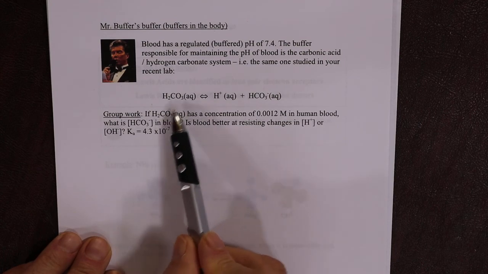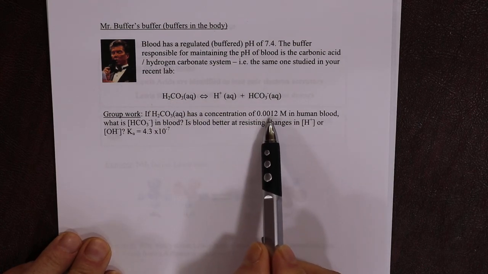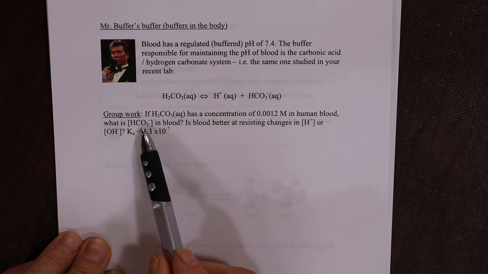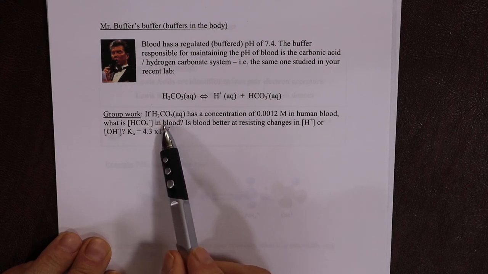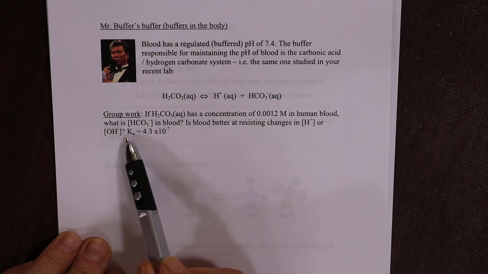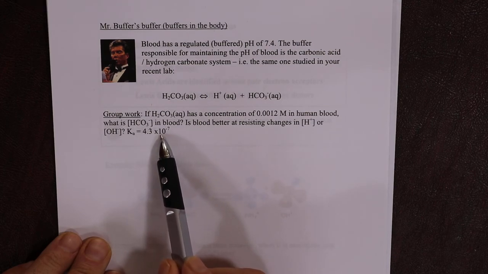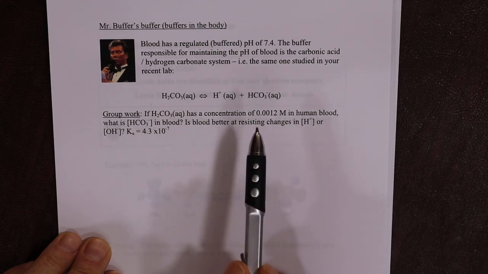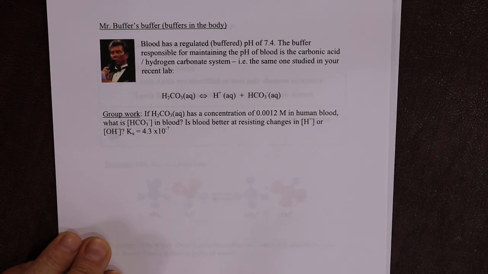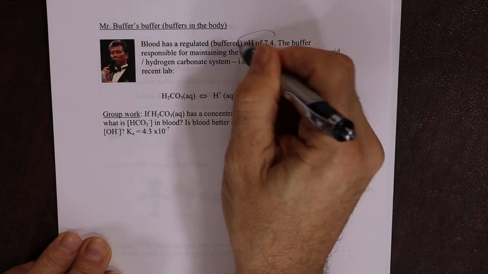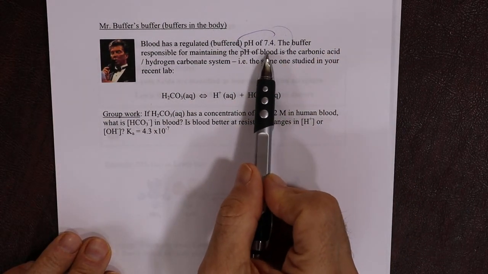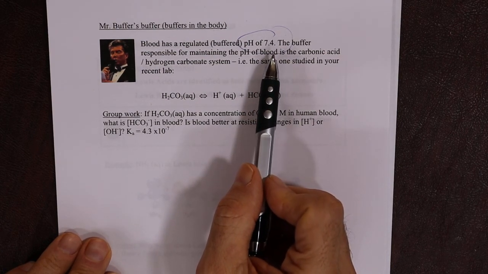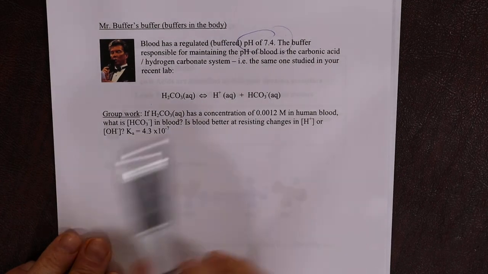If the carbonic acid has a concentration of 0.0012, and these are actual real numbers, that's the concentration of carbonic acid in your blood. What is the hydrogen carbonate concentration in blood, given that the Ka for the system is 4.3 times 10 to the minus 7? Then we can look at the ratio of these two things and ask, what's blood better at resisting, H plus or OH minus? We're also given this information up here. The pH of blood is slightly different at body temperature. I think it's 7.1 or something. It's just that this is standard temperature.